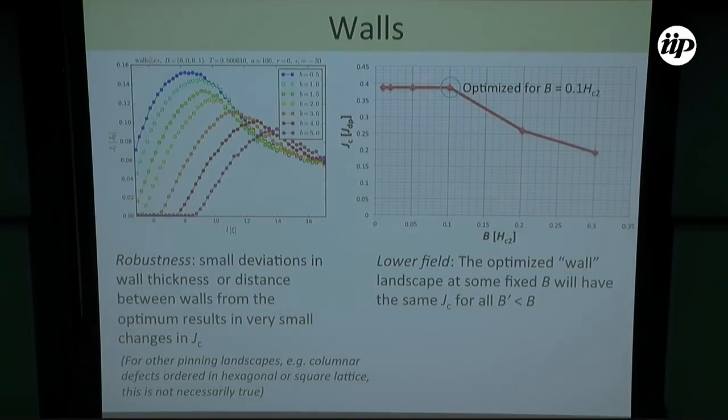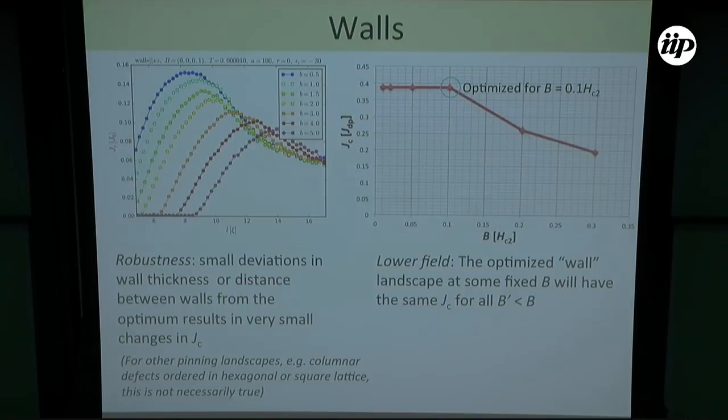The other thing is, if we optimize the superconductor for a given field, then for a smaller field we will get approximately the same critical current, which means that optimizing the landscape for some given field, we automatically optimize it for smaller fields. This is also a coincidence, by the way. It's not true for other inclusions, or rather for most, but not all, of the inclusions.